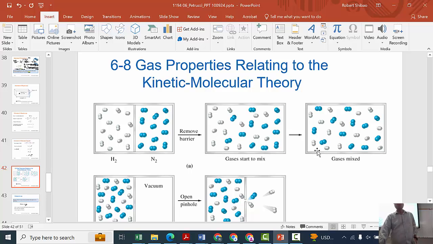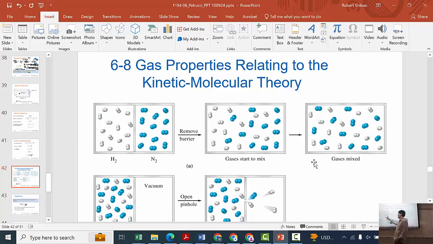All right, so here's one more application of kinetic molecular theory. On the top part, we have something called diffusion. So if we remove the barrier, we have hydrogen on the left, nitrogen on the right. If we remove the barrier, what's going to happen? The gases are going to mix. And eventually they'll be completely mixed like this.